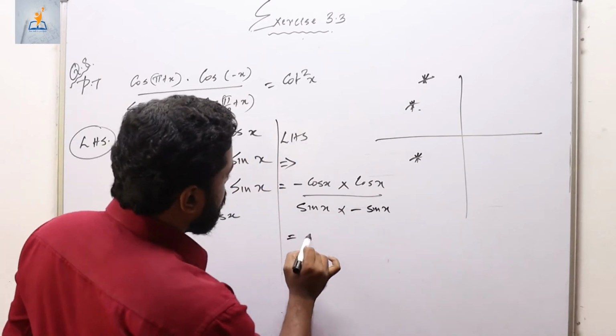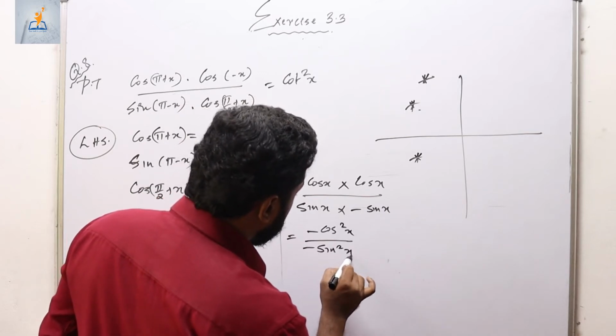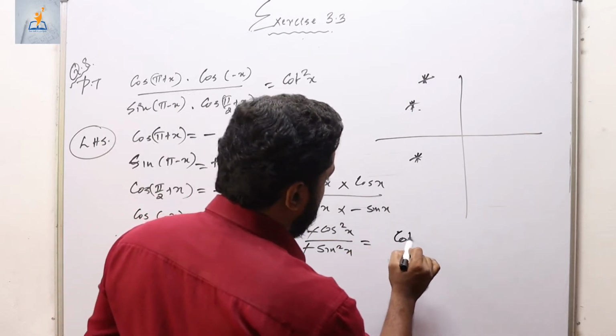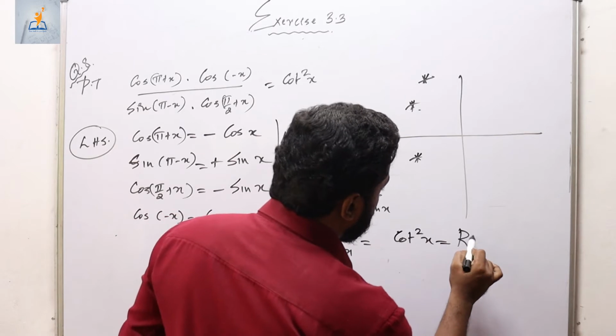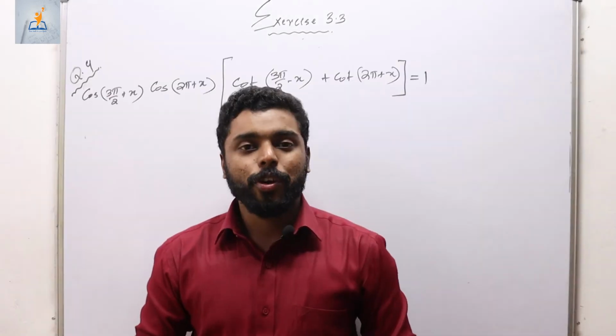So it will become −cos²x divided by −sin²x, and the minus will be cancelled, and it will become cot²x. It is equal to the RHS. Hence the result is proved. Now moving on to the ninth question.